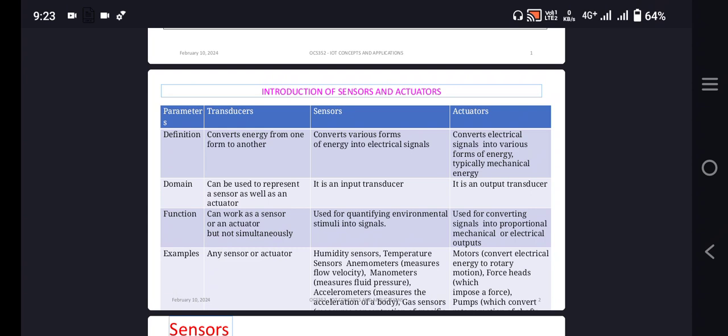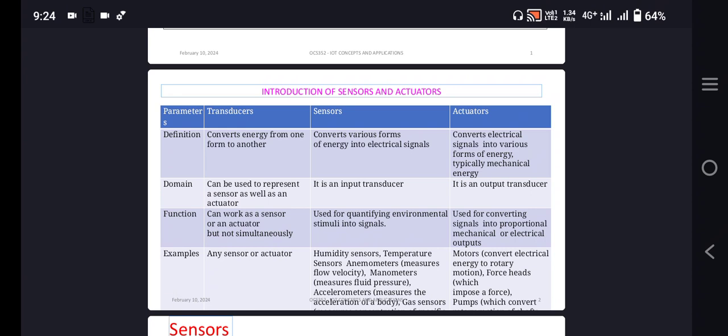The first parameter is definition. Transducers convert energy from one form to another. Sensors convert various forms of energy to electrical signals. At the same time, actuators convert electrical signals into various forms of energy, typically mechanical energy. It can be used in various domains. A transducer can be used to represent a sensor as well as an actuator. But in the case of a sensor, it is an input transducer. Actuators are output transducers.